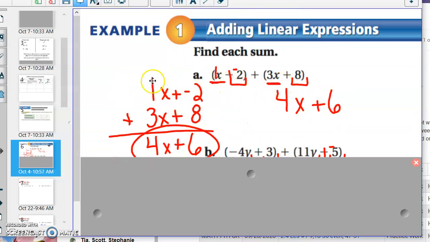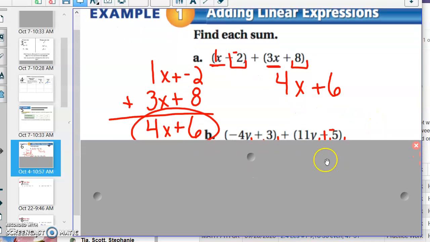Or if you don't want to rewrite them vertically, you can just add them this way. But you got to add things that are like terms, like we talked about yesterday. 1x plus 3x would be 4x. Negative 2 plus 8 would be 6. In class today, it seemed like a lot of people liked the vertical method better. So then for this lesson, I kept doing it the vertical method way.